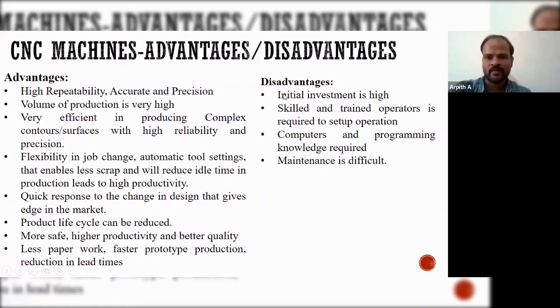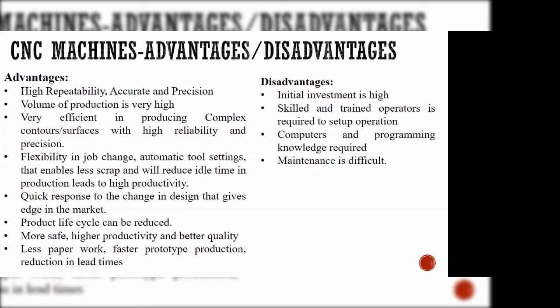Next is disadvantages. The biggest disadvantage is that the initial investment is very, very high. Even a small lathe of medium capacity goes around 60 lakhs. It is very, very costly. Initial investment is very high, and you require a lot of skilled and trained laborers to set up. Once it is set up, no need to worry, but to set up all this you need skilled laborers.